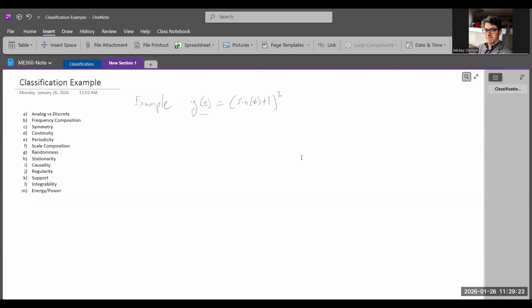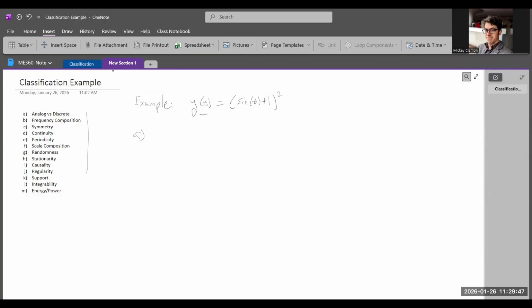Okay, so we are going to do an example of signal classification. Here are classification categories that are presented in class. We'll go through each one. They're not in any particular order necessarily. Here's our example equation. So we've got y of t is equal to (sine t plus 1) quantity squared.